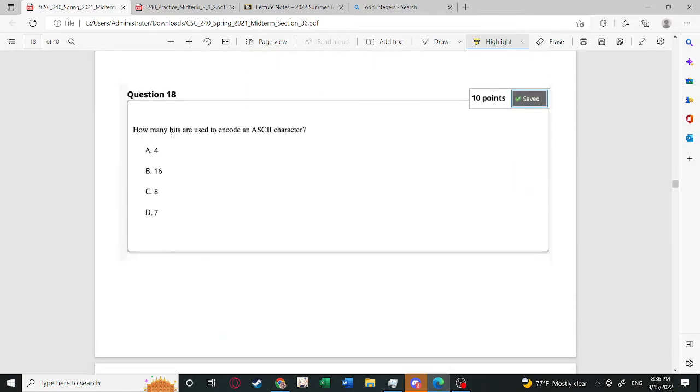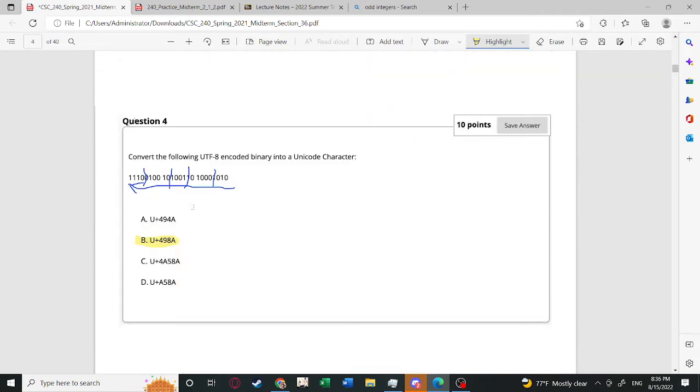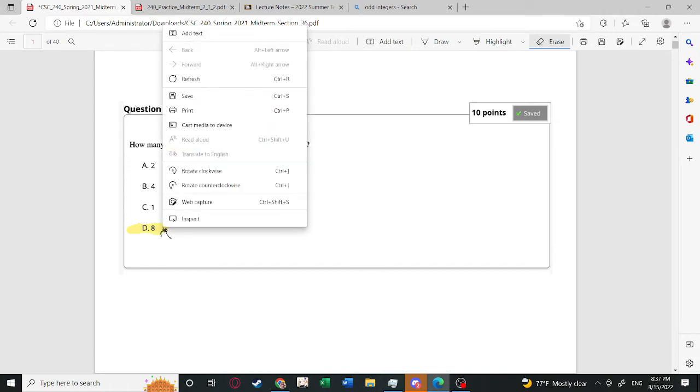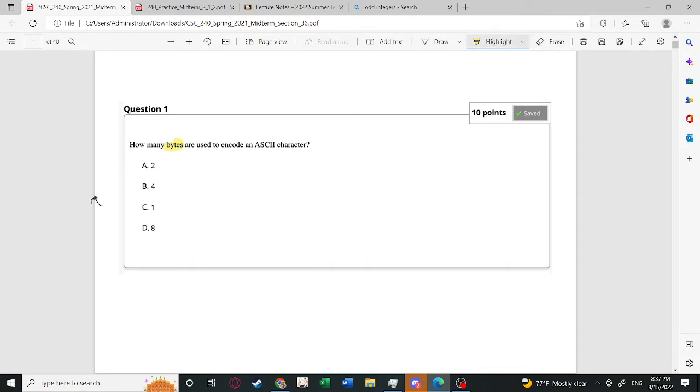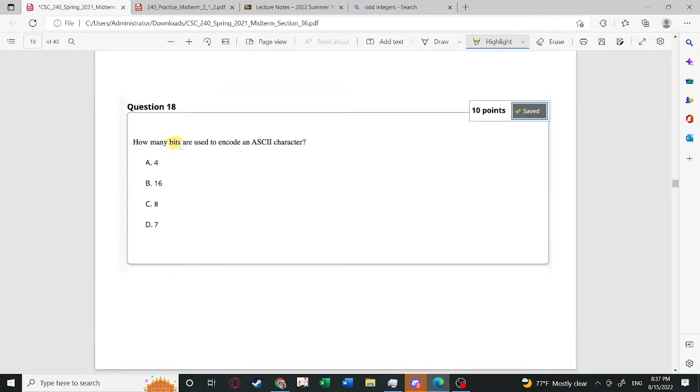How many bits are used to encode an ASCII character? Bits. Okay, bits. The other one was, I think, if you go all the way up to bytes. Sorry, I misread. So this thing is wrong. It's bytes. If you go back here to 18, bits is 8.